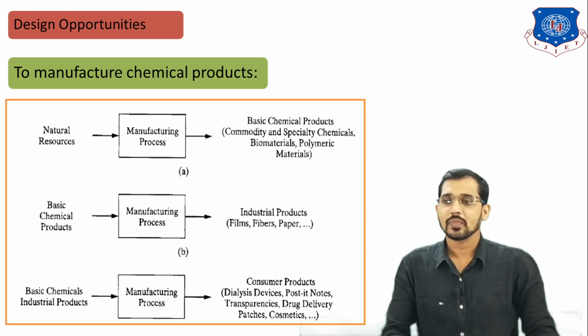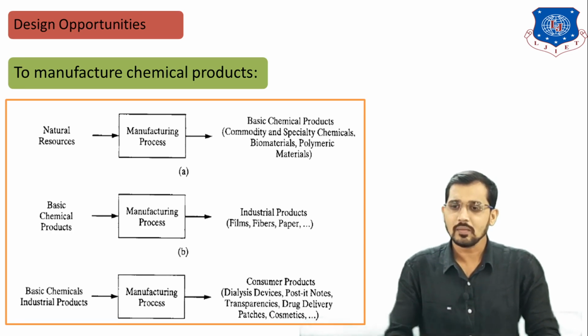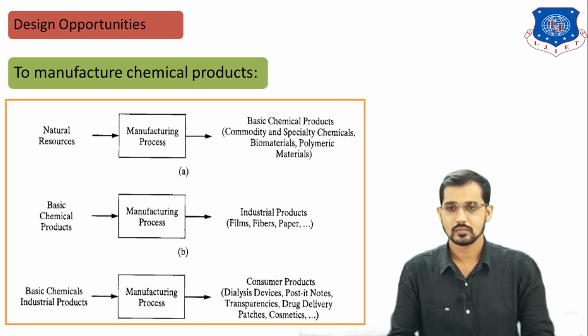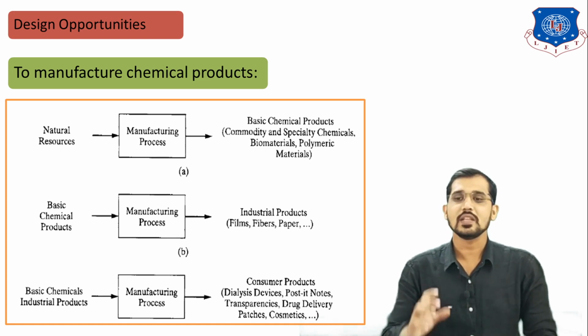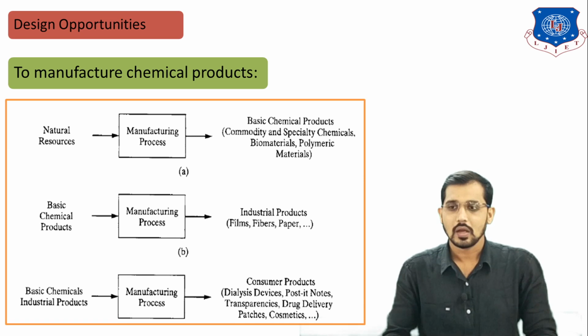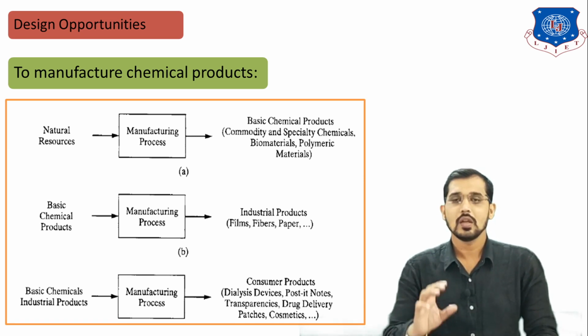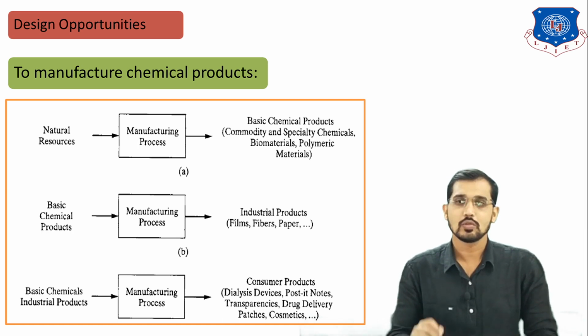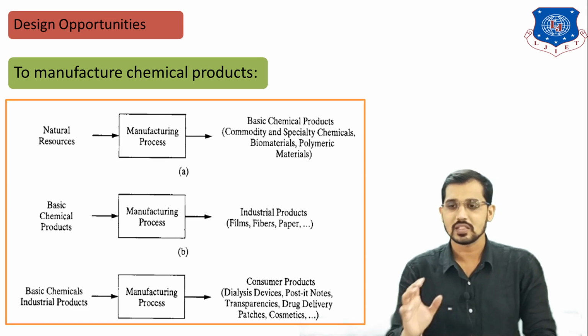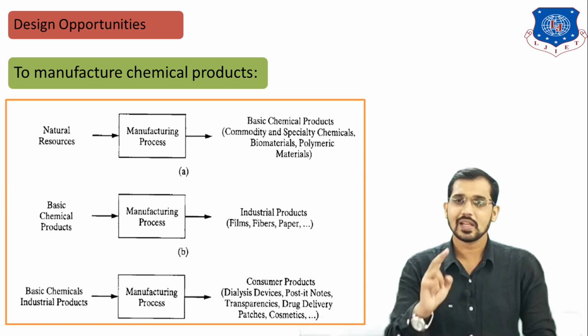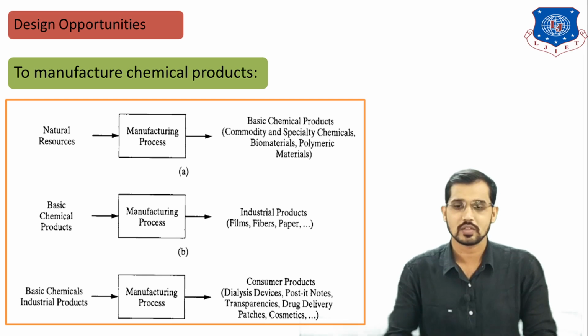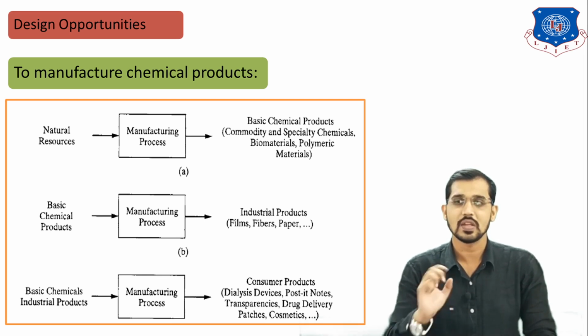After that, now we will see design opportunities. You can see on the screen, to manufacture chemical products, there are three different opportunities available for chemical engineers. First one is to manufacture basic chemical products. Those are specialty chemicals, or I can say polymeric material. For that purpose, the raw material is natural resources. Second opportunity is formation of industrial products, that is fibers, papers, films, etc.